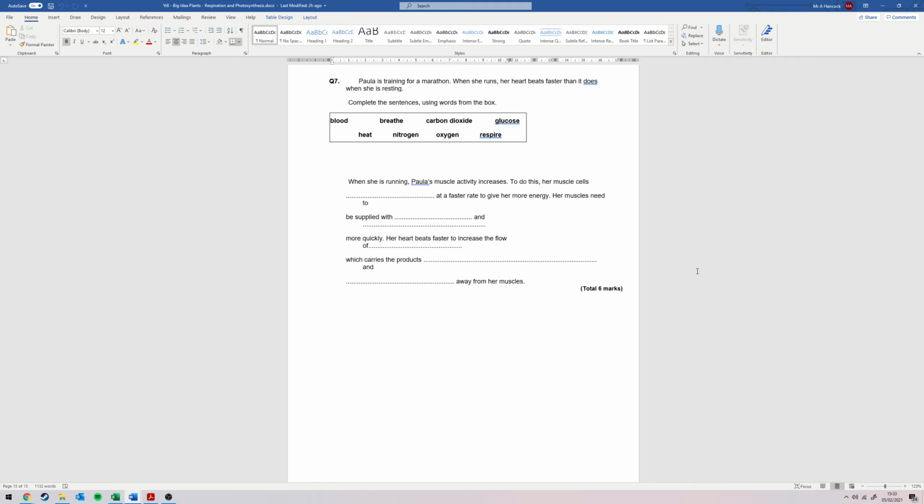When she is running, Paula's muscle activity increases. To do this, her muscle cells blank at a faster rate to give her more energy. Her muscle cells need to be supplied with blank and blank more quickly. Her heart beats faster to increase the flow of blank, which carries the products blank and blank away from her muscles.